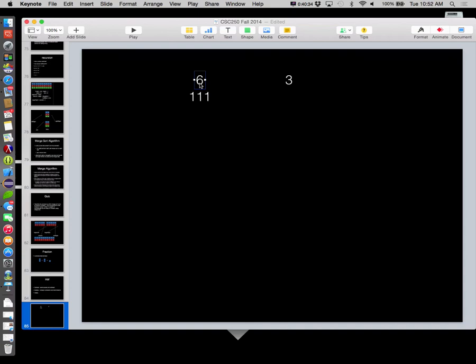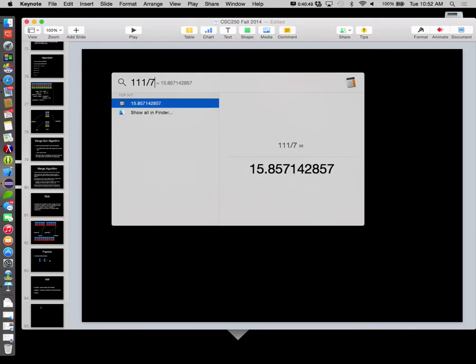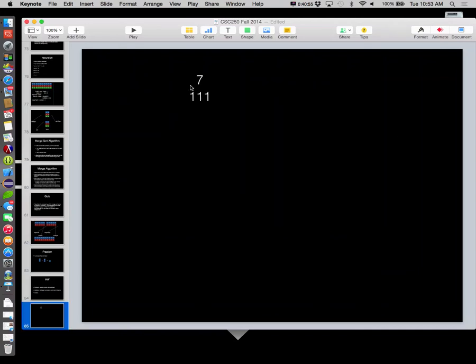Let's switch this to a 7. Does 7 evenly divide itself? Does 7 evenly divide 111? Nope. 15.8 and so on, so nothing there. What's the next number that evenly divides 7? A 1. Okay, we knew that was the case.